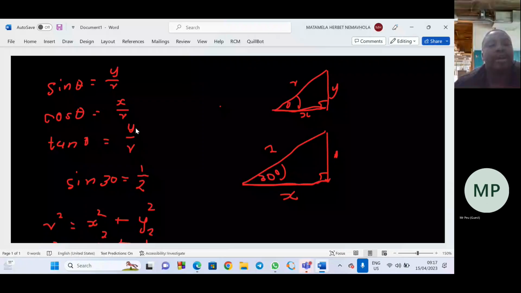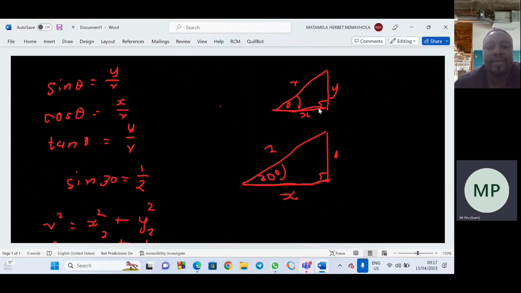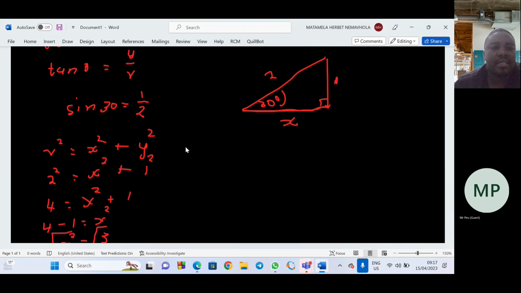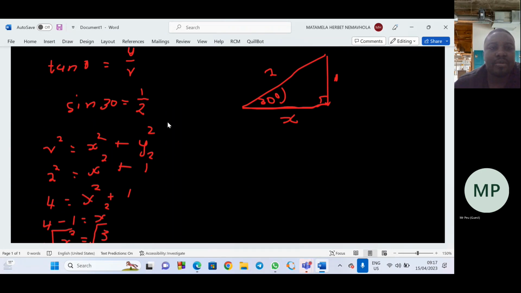cos theta equals x over r, and tan theta equals y over r. Then we have a special angle for sine 30. When you say sine 30, it's going to be 1 over 2. This is the same as y over r. So where there is r, we're going to substitute 2, and where there is y, we're going to substitute 1.